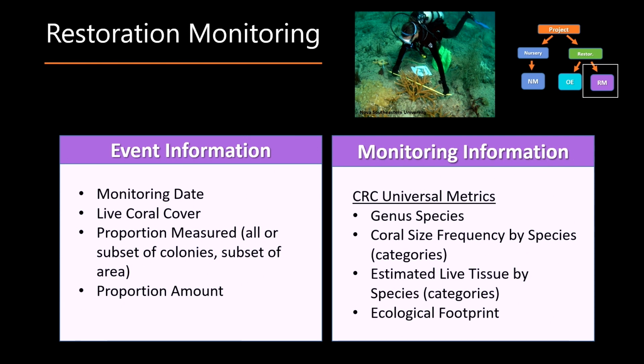And as I mentioned previously, the monitoring information is the CRC universal monitoring metrics. So it's per coral species. We want to know a count of the number of colonies per size class, and those are drop-down lists also. They're already identified. We want to know the number of colonies per live tissue category. And then finally, the ecological footprint, which is just the area that encompasses all your restored corals. And the purpose of that is to see how your restoration site has changed over time, whether it's changed in size due to mortality or possibly fragmentation and reattachment.